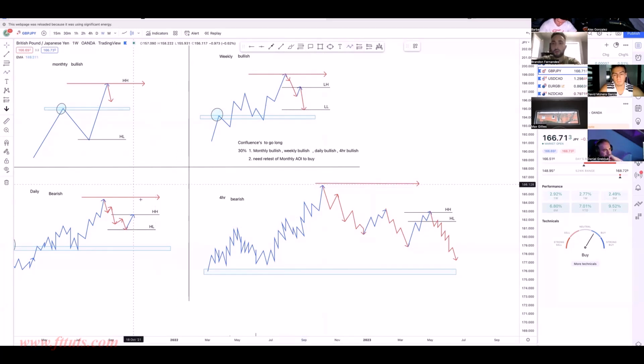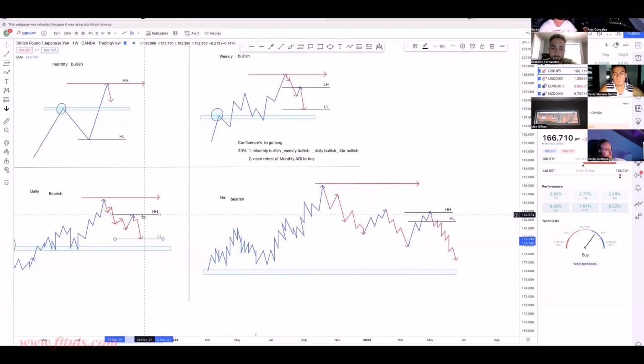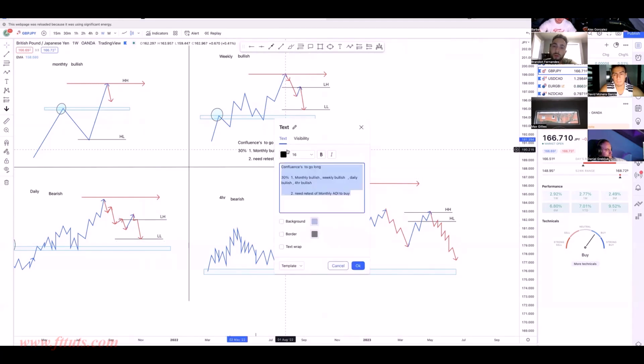And on the daily, we did something like this, and then boom, lower low. All of this can happen within a week. This can happen within days. This should happen super fast, right? So now we have 3 time frames in sync, because now we have weekly bearish, daily bearish, and now the 4 hour is bearish. I'm telling you, I'm going to keep tripping you guys up.